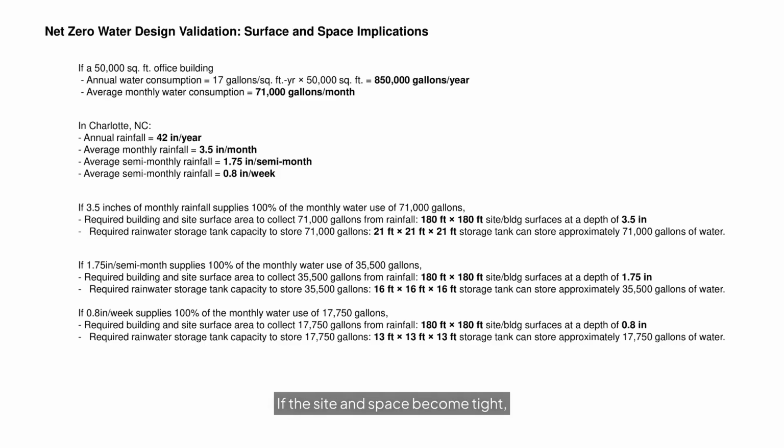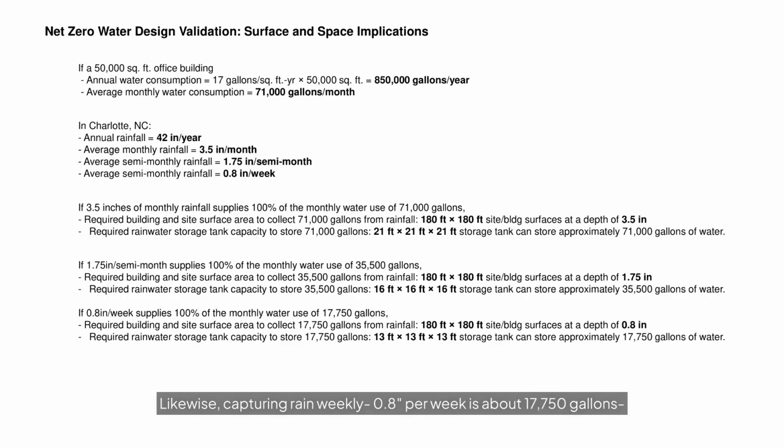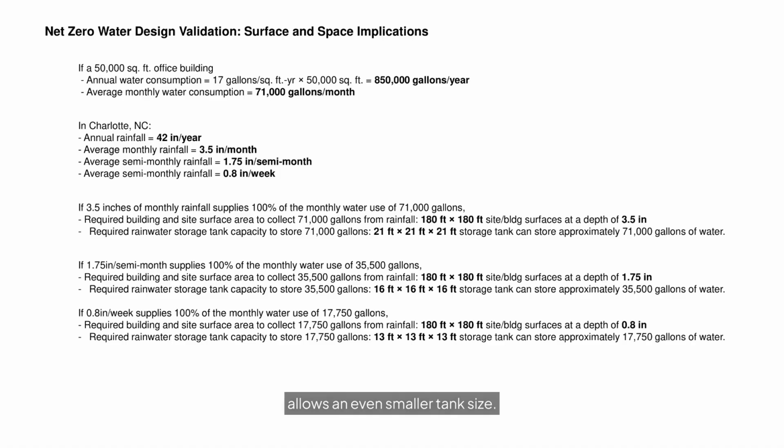If the site and space become tight, let's use more frequent collection intervals. If rain is captured bi-monthly, 1.75 inches every half month, yielding 35,500 gallons each time, the required storage tank size drops to about 16 feet by 16 feet by 16 feet. Likewise, capturing rain weekly, 0.8 inches per week, is about 17,750 gallons, allowing an even smaller tank size.